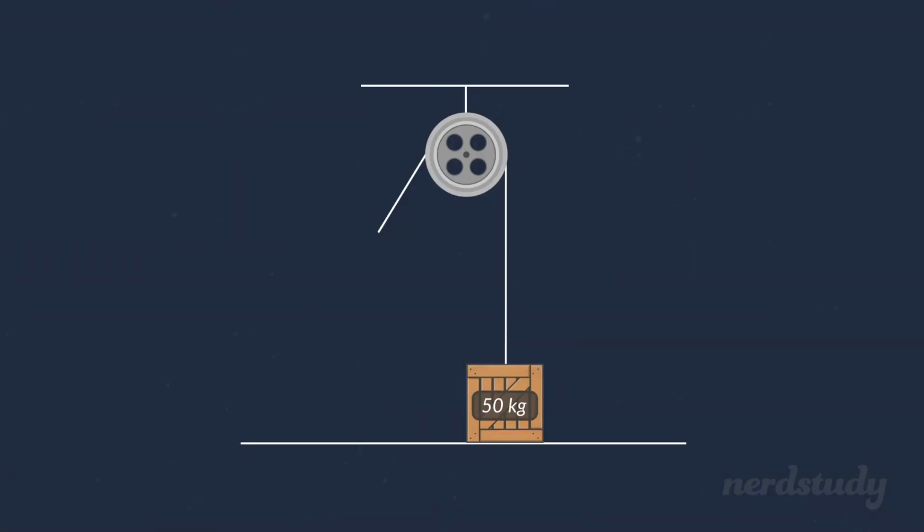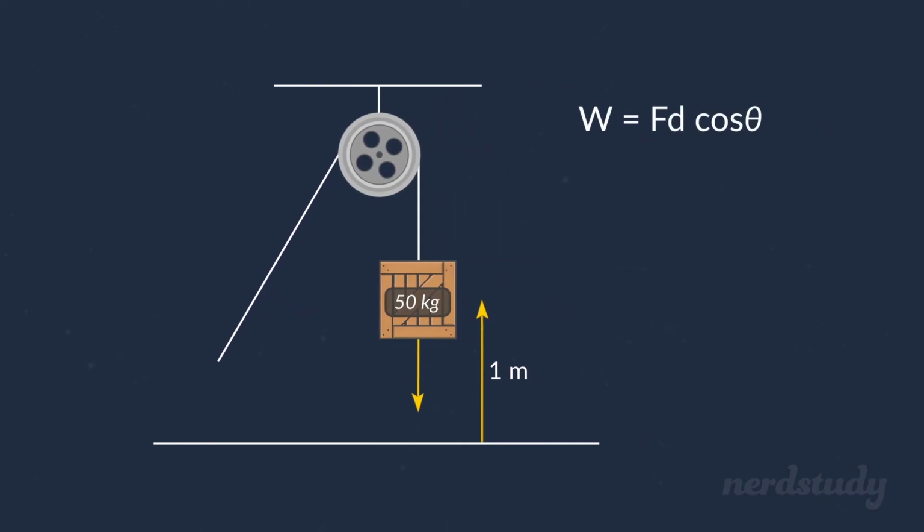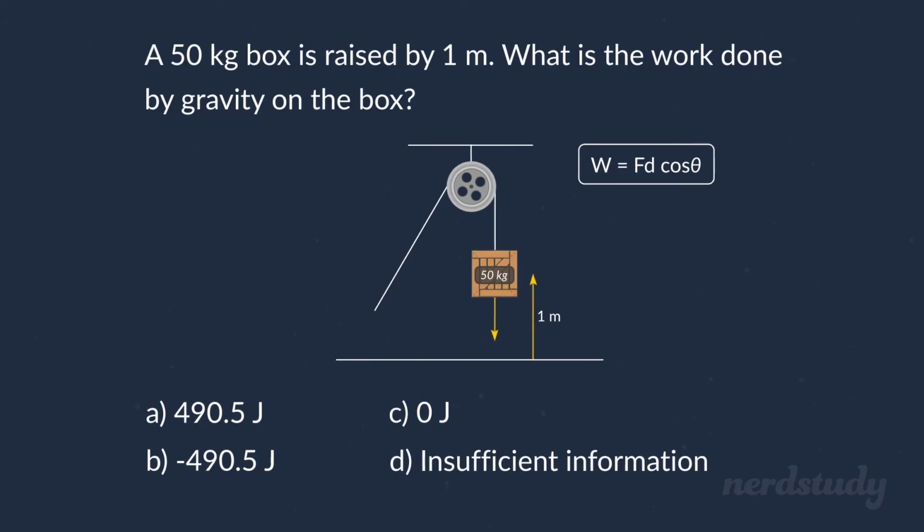Here's a 50-kilogram box attached to a rope. The rope passes over a pulley, someone pulls on the rope, and the box is raised by 1 meter. Clearly, gravity is acting on the box, so we want to calculate the work done by gravity on the box. Now, this example is a little trickier, but since the force of gravity is constant, we can use the formula W equals F times d cosine theta. So what would the work done by gravity on the box be in this example?